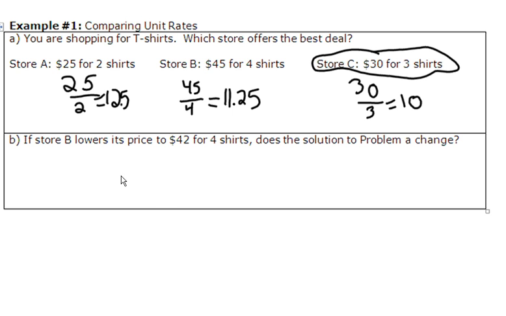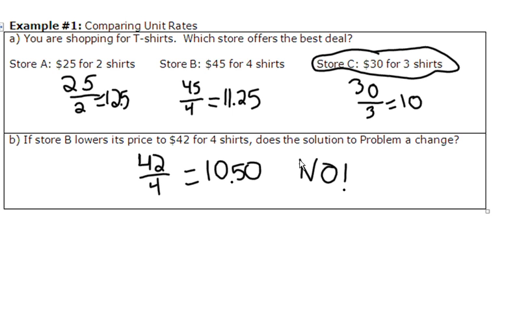So store C offers the best deal because it's cheaper per shirt. So then B says if store B lowers its price to $42 for 4 shirts, does the solution to problem A change? Well, let's check. I'm doing 42 divided by 4. Well, 42 divided by 4 is 10.5, or $10.50. So that does get better, but it's still not as good as store C, who charges $10 per shirt. So does the solution to problem A change? No. So that's an example of a unit rate.